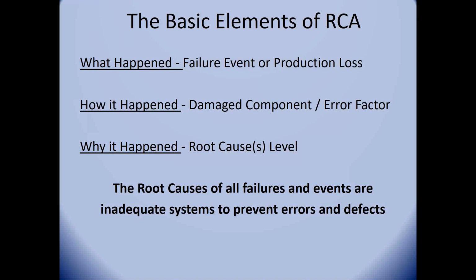But again, we covered these three things. What's the failure event, the damage component? What's the error factor? Well, remember this: the root cause of all failures and events are inadequate systems to prevent errors and defects. Now, these inadequate systems could be people issues, lack of training, lack of procedures, which could be a system. They could be improper maintenance, wrong maintenance intervals, wrong maintenance techniques. So a lot of things go into inadequate systems to prevent failures and defects. But that's what you want to look back at. What am I doing? Am I doing the right thing to keep these components from failing?